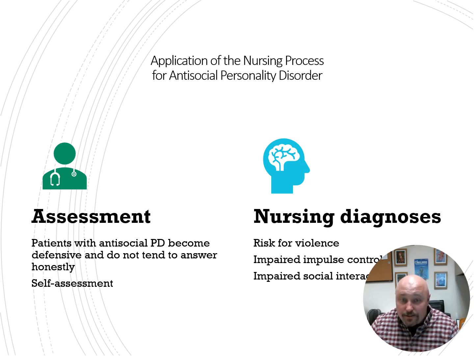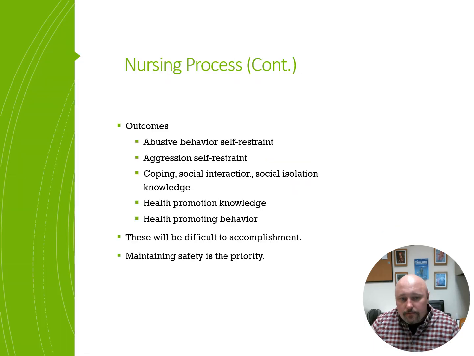For our nursing diagnoses, our priority here is going to be risk for violence, along with impaired impulse control and impaired social interactions. Our goals and outcomes here are going to be abusive behavior self-restraint of their aggression, coping, social interaction, social isolation knowledge, health promotion and health promoting behavior. And keep in mind, these are going to be difficult to accomplish. These are very difficult patients to treat, and maintaining safety is always the top priority.